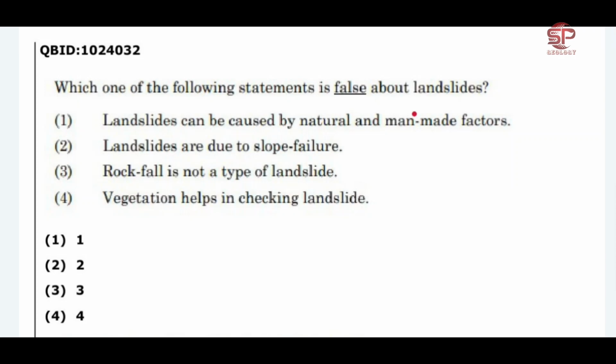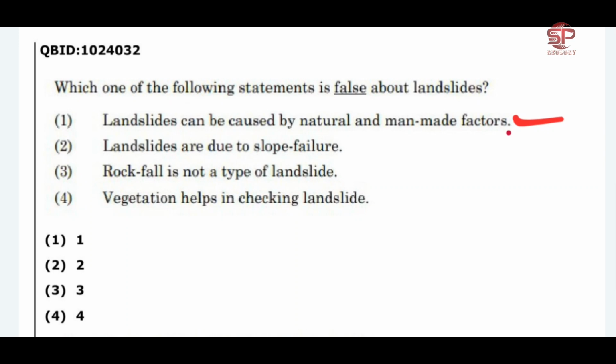Which of the following statements is false about landslides? Landslides can be caused by natural or man-made factors. Obviously, they can be caused by volcanoes, earthquakes, or slow failure, all natural causes, or man-made factors, such as mining activity, road construction, and deforestation. Landslides are due to slow failure, obviously.